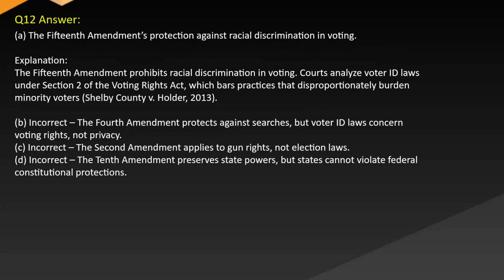Answer A. The 15th Amendment's protection against racial discrimination in voting. Explanation. The 15th Amendment prohibits racial discrimination in voting. Courts analyze voter ID laws under Section 2 of the Voting Rights Act, which bars practices that disproportionately burden minority voters. Shelby County v. Holder, 2013.